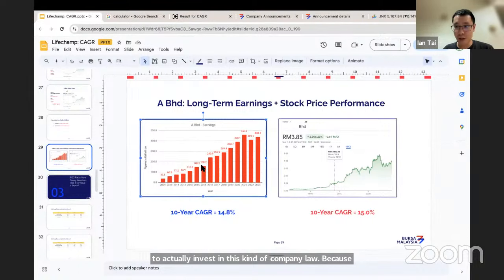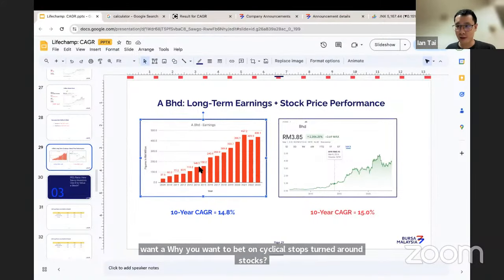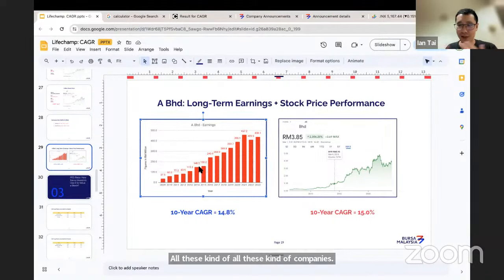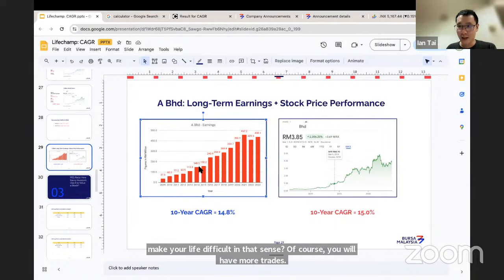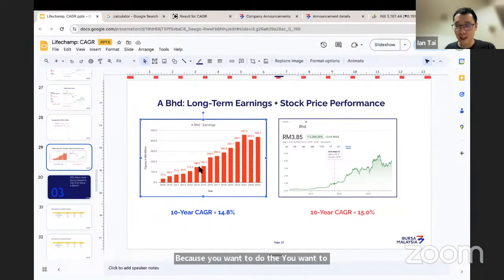Investors want some level of compounding effect for their money, by buying right and sitting there and doing nothing. You want a Berhad. Why would you want to bet on cyclical stocks, turnaround stocks, or all these kinds of companies? Why make your life difficult in that sense? Of course, you will have more trades because of the high level of difficulty, but for CAGR purposes, it will not be that applicable.